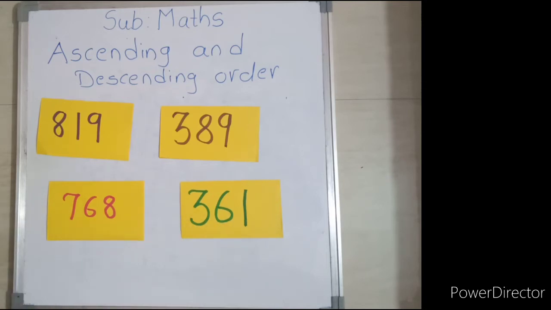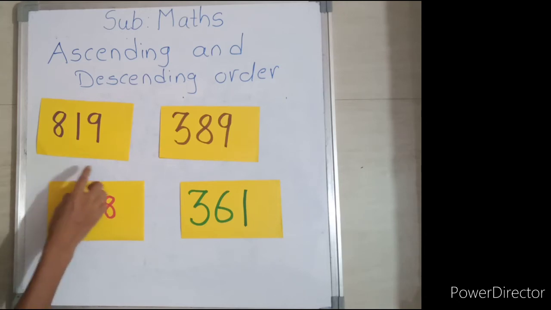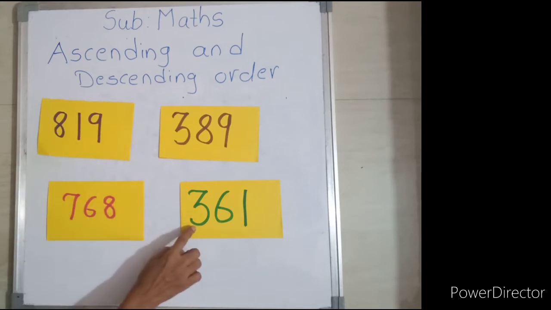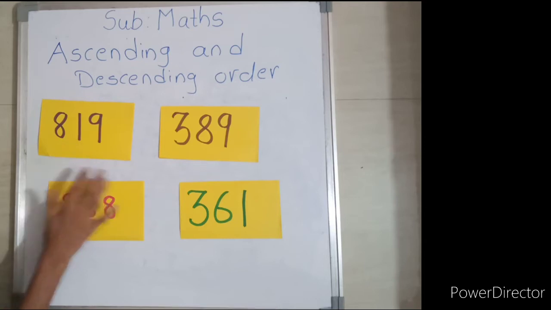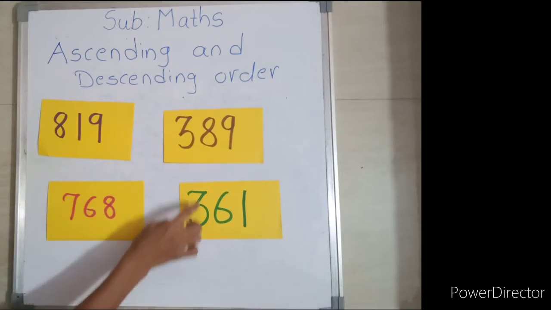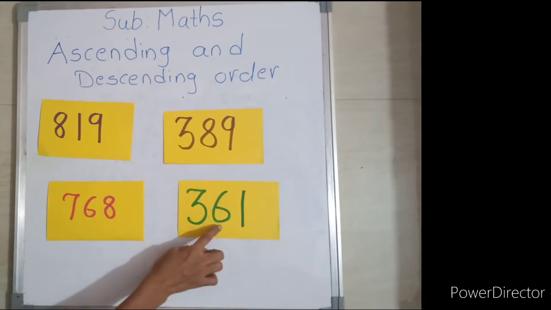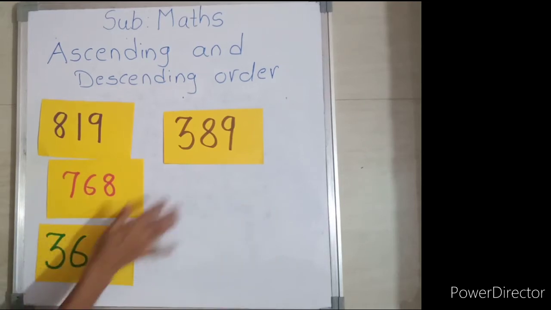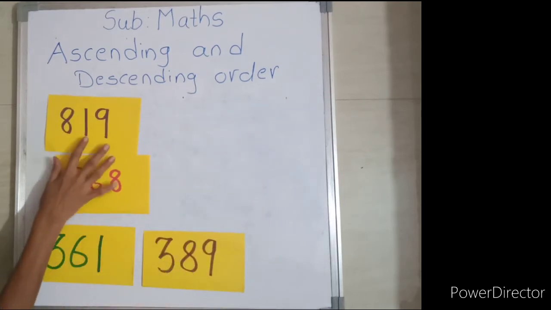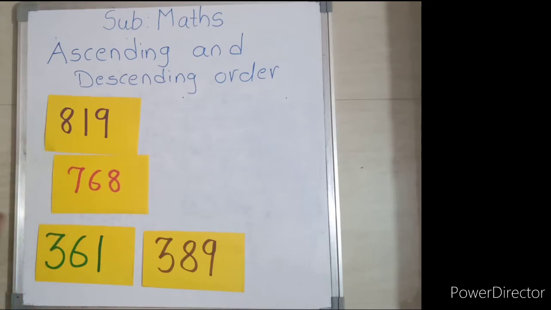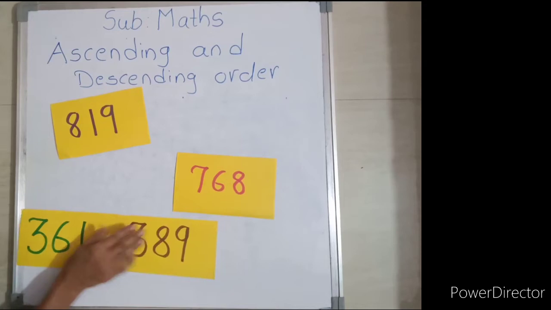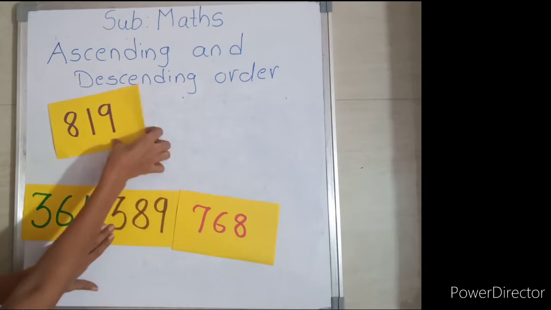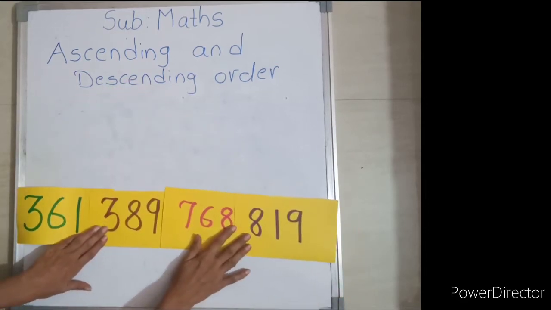So see the hundreds value, which number is there at the hundreds place. Here is 8, here is 3, here is 7, here is also 3. So these two numbers are smaller. From these two numbers we need to see the tens place. Here is 8 and here is 6. So 6 is smaller than 8. So this number will come first. Then this number will come. After this, here is 7 and here is 8. So 7 is smaller than 8. So here will come 7, and last here it will come 9.